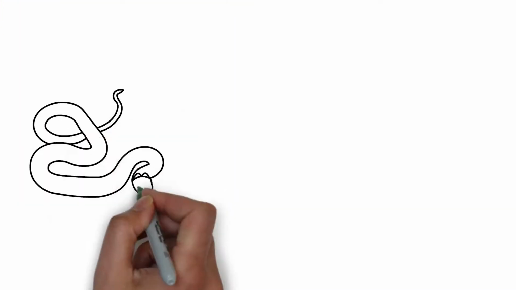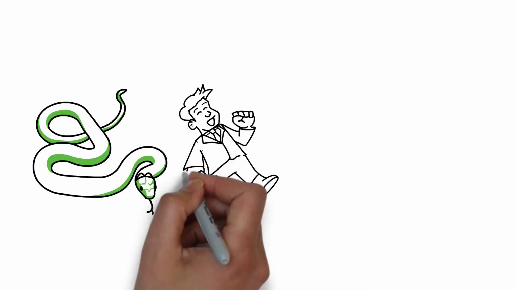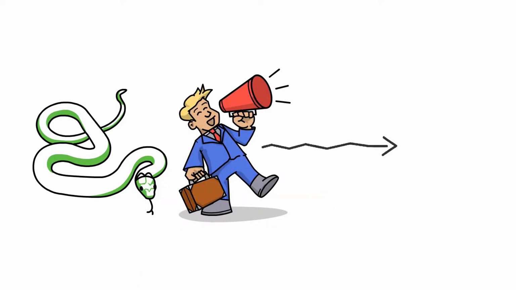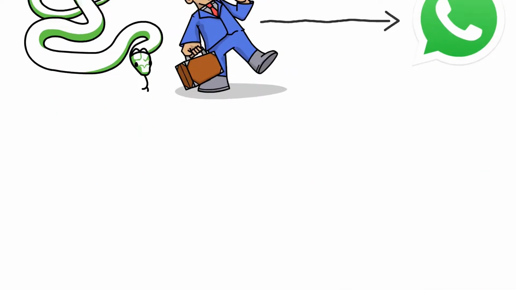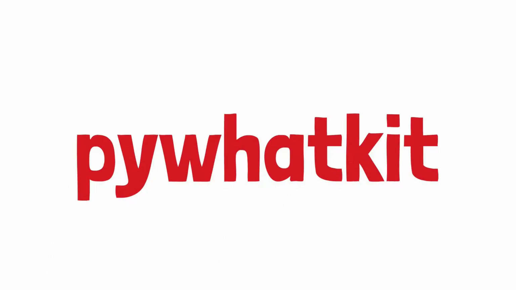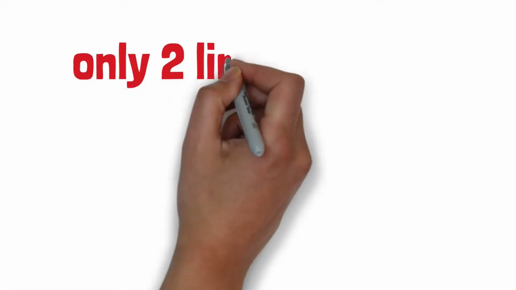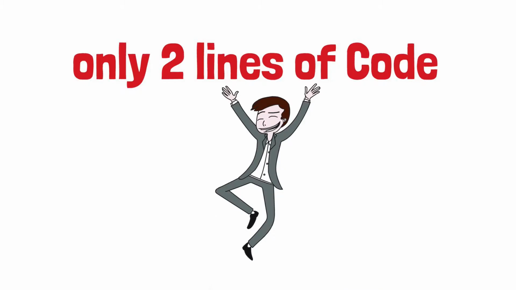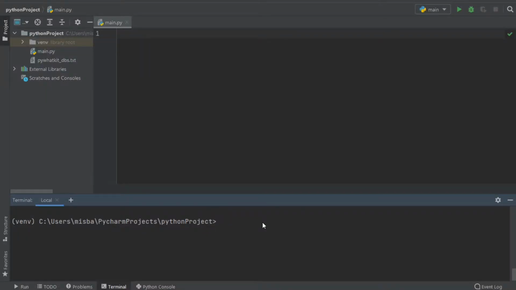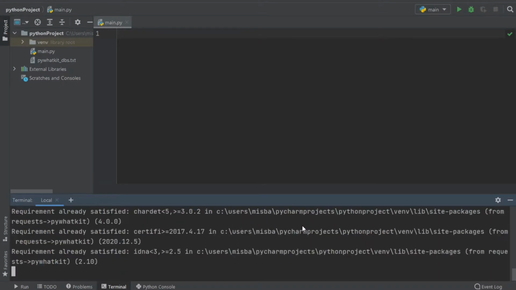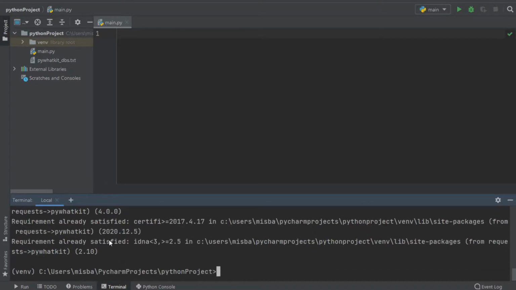Today we're going to be using Python to send automated messages using WhatsApp. There's a simple Python package called PyWhatKit, and it allows us to send the messages with only 2 lines of code. You can install it by using pip install PyWhatKit. That's the spelling, PyWhatKit. Just press enter and it'll install the library for you.